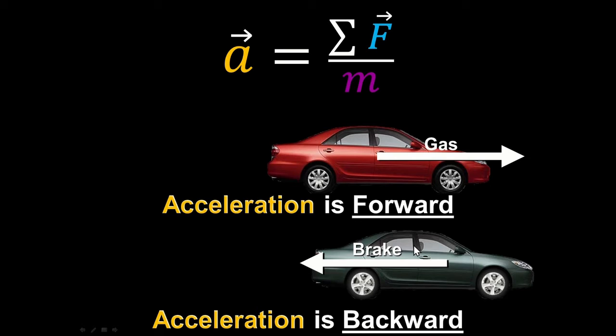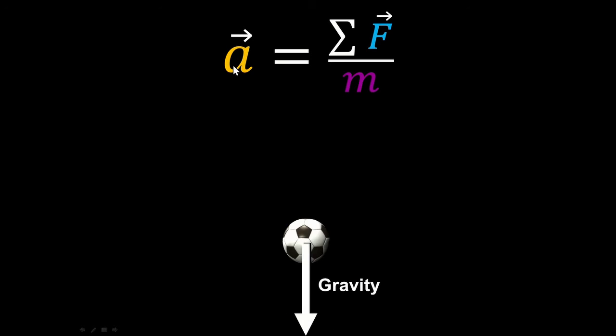Anytime the velocity and the acceleration are in the same direction, you're going faster. When the velocity and the acceleration are in opposite directions, you're going slower. But no matter how you cut it, the force and the acceleration will always be in the same direction.